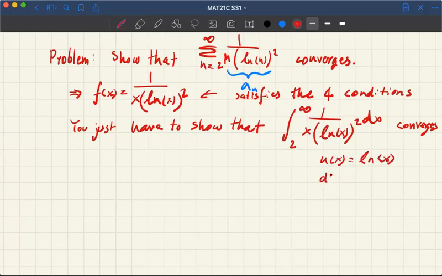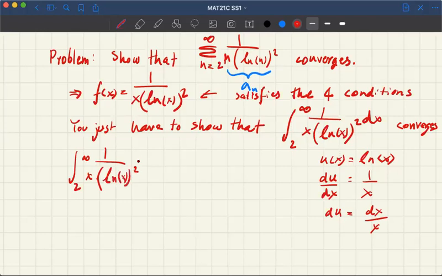So now we see that du, the derivative of u, is going to be 1 over x. This means that du is equal to dx divided by x. I multiply dx to that side. Let me rewrite the integral a little bit. They're the same thing, I just move x to this side. dx divided by x is just du, and u is ln of x, so this is 1 over u squared.